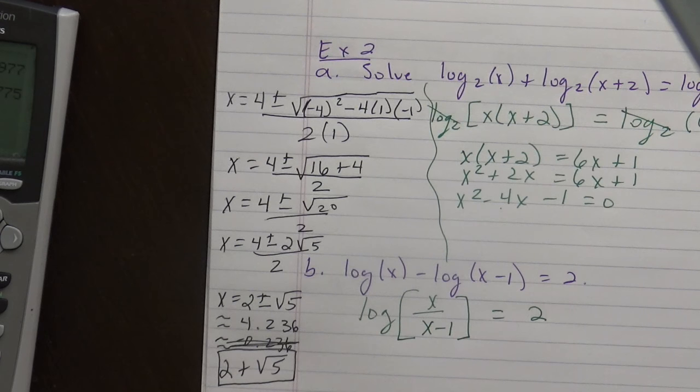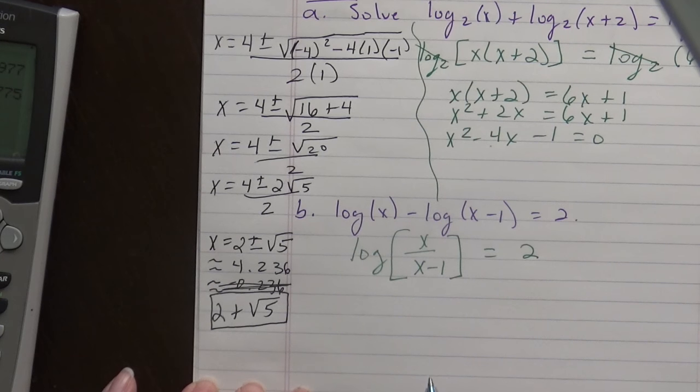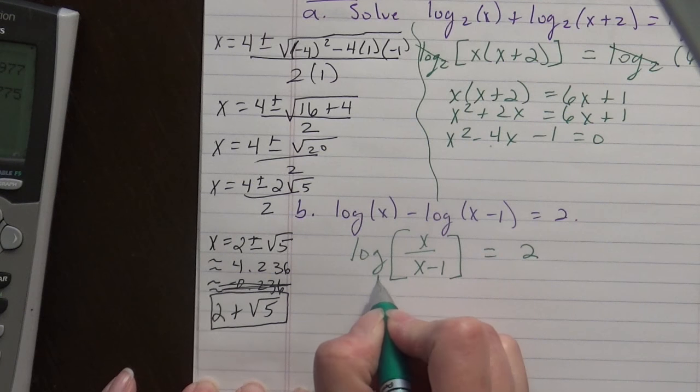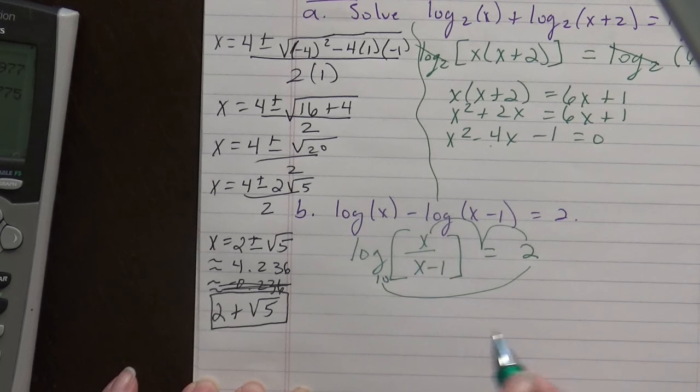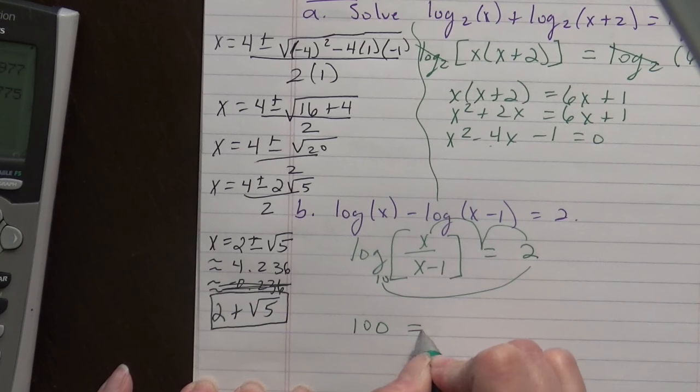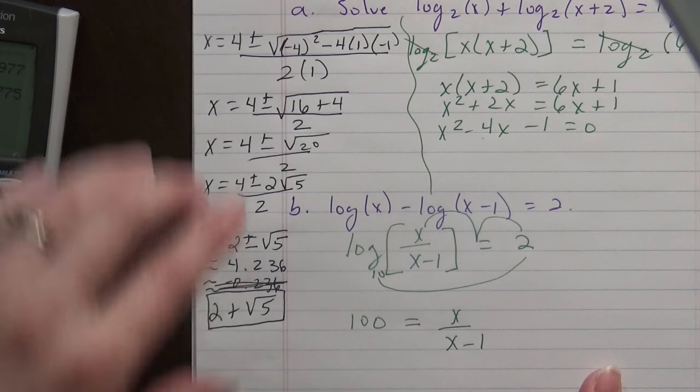Okay, so I've got a single logarithm equal to a constant. Now I can convert to exponential form using loggy-froggy. Again, remember my base is 10. So I'm going to do 10 to the second equals the inside of my log function. 10 to the second is 100. That's equal to the inside, x over x minus 1. And now we can solve this for x.